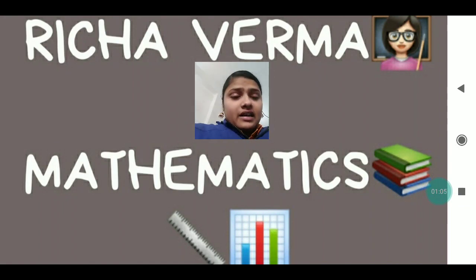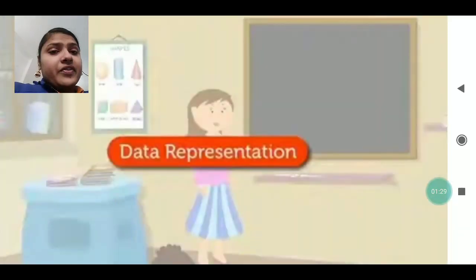As in the last class, I discussed pictograph, and I hope that you all enjoyed doing that chapter, isn't it? You have to make the symbols, you have to make different kinds of pictures for representing the data, and you all must have enjoyed doing that. Okay, now with the same chapter, we are going to move ahead. Let's move on. Data representation.